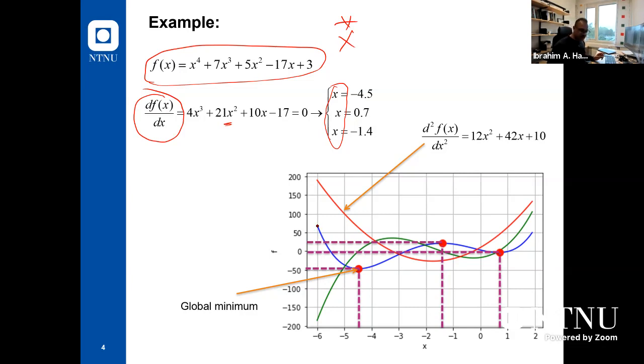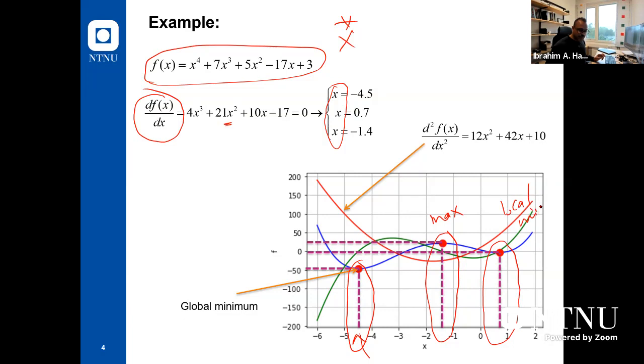So our function, in fact, is the blue one here. So you can see that at this point, it's a global minimum. At this value, the function is a global minimum, right? At that point, it's a maximum, right? Or global maximum, for example. This one here is a local minimum.